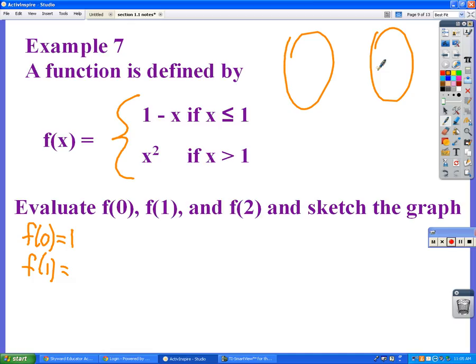Okay, but according to these restrictions, which one does it go into? Is this situation or this situation? It's the top one, right? Because this says when x is less than or equal to 1, use this rule. So 1 minus 1 is 0, okay? And then f of 2, now we're talking about x's that are greater than 1, so we're going to square it and get 4, okay?